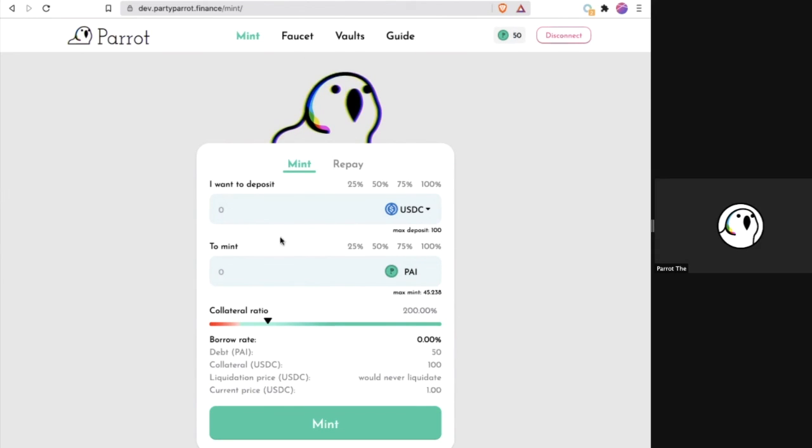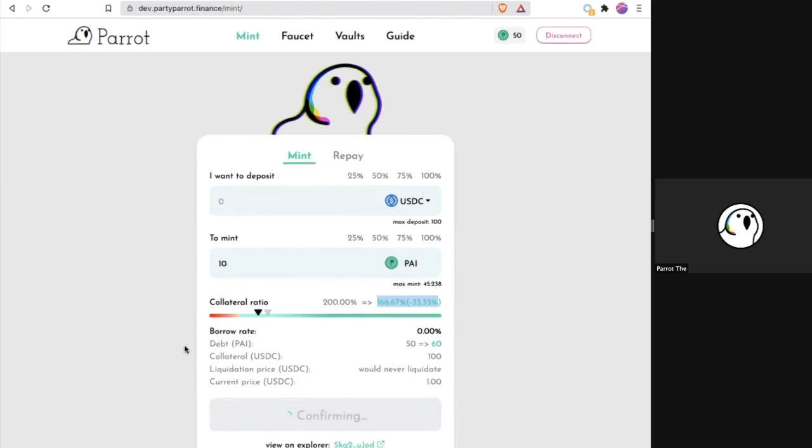So I got 50 here. Then I can mint more without depositing. So suppose I want to mint another 10 more. So this actually decreases my collateral ratio because I'm minting more Pi without depositing any more USDC. So you can try that.